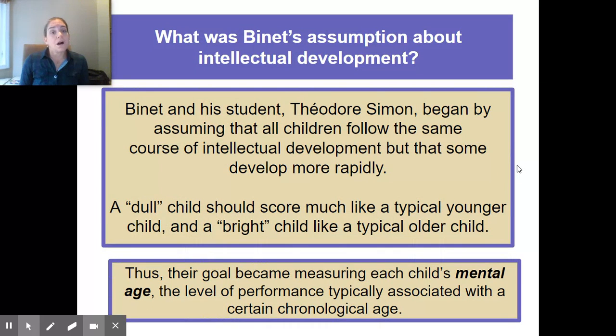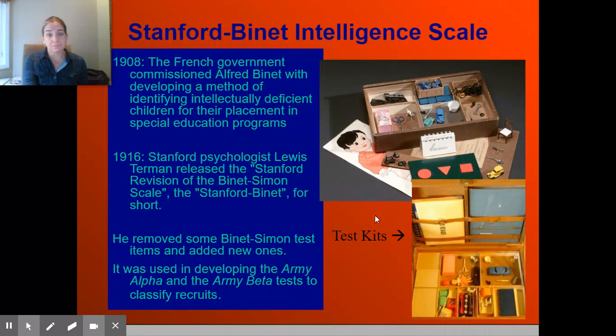Okay, so Alfred Binet and his student Theodore Simon, in their lab they saw that all children kind of followed the same course of development, but there's going to be kind of a continuum of the rapidness of their development. And they came up with this idea of mental age, which is the level of performance that's typically associated with chronological age. That a kid who was bright at 5 chronologically could perform like someone who was 10 mentally. Okay. So really a dull child is going to score like a younger child, and a bright child is going to score like an older child. That's a key kind of element.